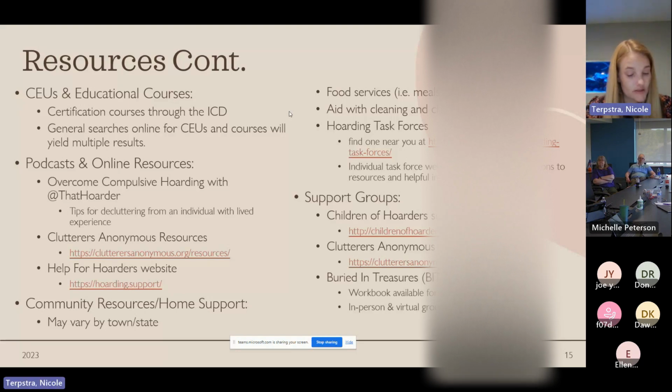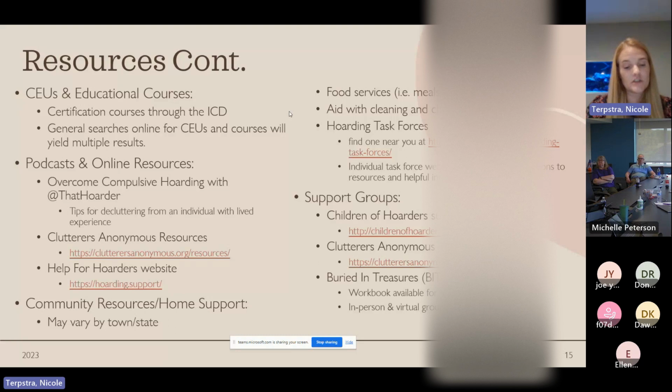Next, we have Clutterers Anonymous and Help for Hoarders websites. So these again are supports for online purposes. And then next we have just looking into local resources. So for example, looking into local hoarding task forces such as yours, that might provide support to those with hoarding tendencies. And then also finding support groups in your local area.